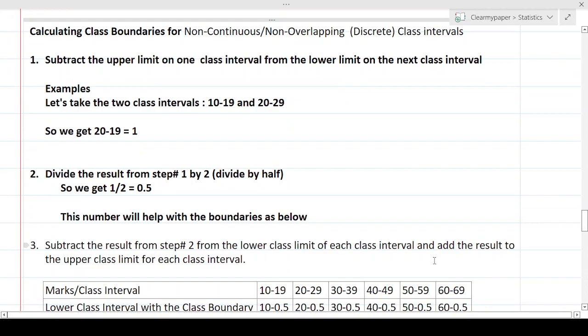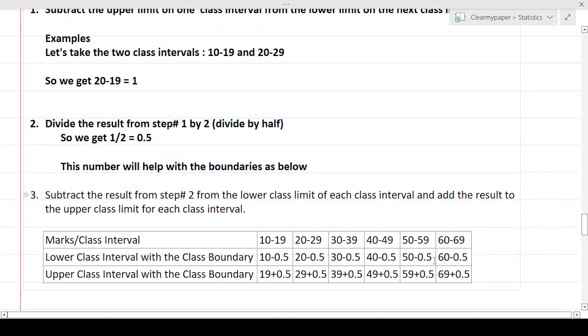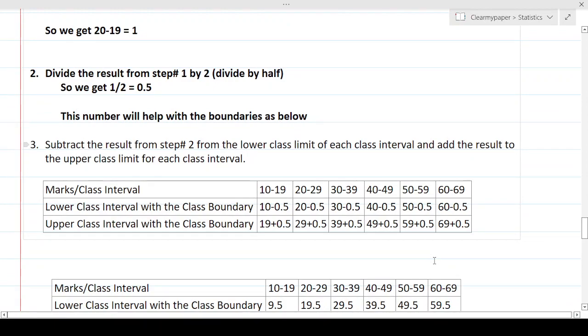I put some steps here, but all you need to do is take the midpoint and then add and subtract it. For example, if you take here, this is the class interval, non-overlapping, and we know the midpoint. Ignore the first and the last value because there is no previous value, we'll not know, but for all other values, the midpoint between 19 and 20 is 19.5. So that means there is a 0.5 gap that we need to add.